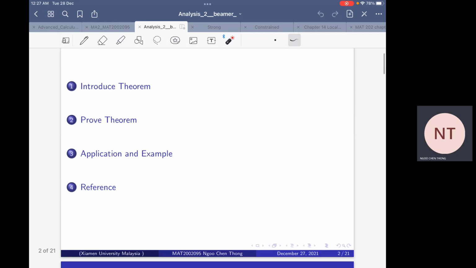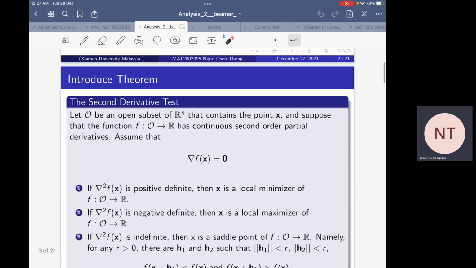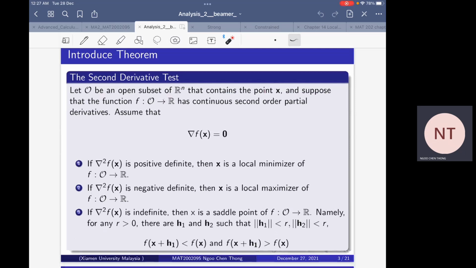The second derivative test. Let O be an open subset of R^n that contains the point x, and suppose that the function f has continuous second order partial derivatives. Assume that the gradient vector is equal to the zero vector. If the Hessian matrix is positive definite, then x is a local minimizer of f. If the Hessian matrix is negative definite, then x is a local maximizer of f. This Hessian matrix I will state later. If the matrix is indefinite, then x is a saddle point of this function.